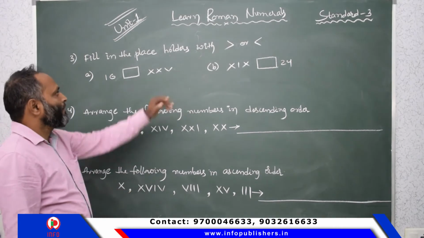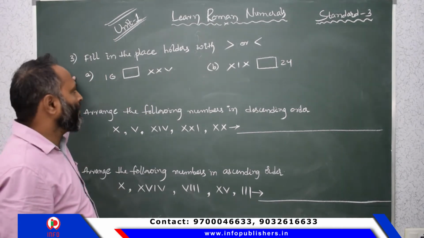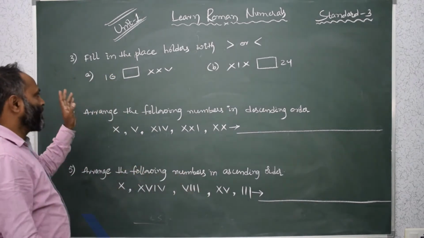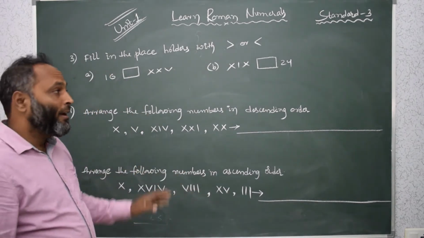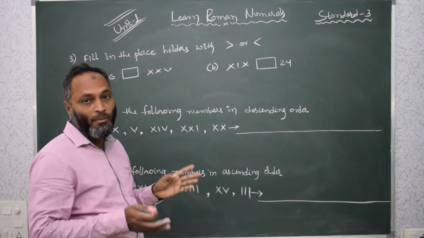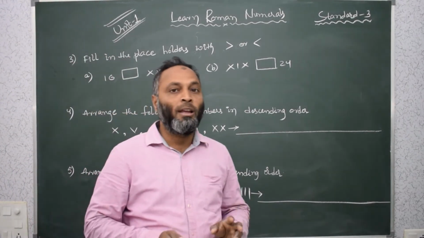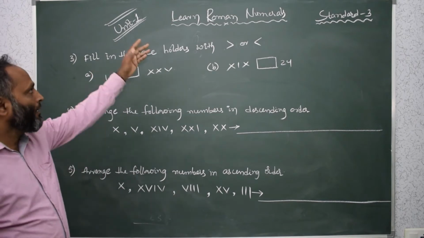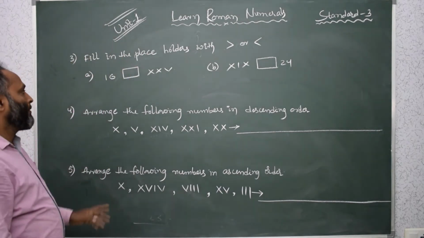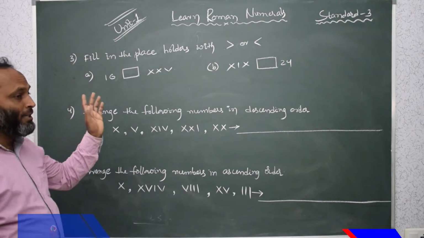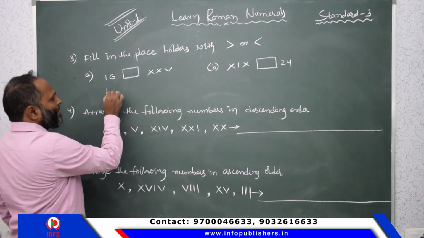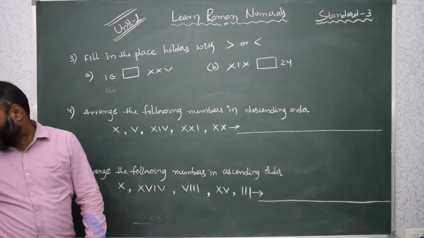Yes friends, now here the third question is given. We have to use greater than and less than. So we have to say which one is greater and which one is less. Here one number is given in Hindu-Arabic numeral and the other number is given in Roman numeral. Now we have to decide which one is greater and which one is smaller. This is 16, we know. 16 is as it is.